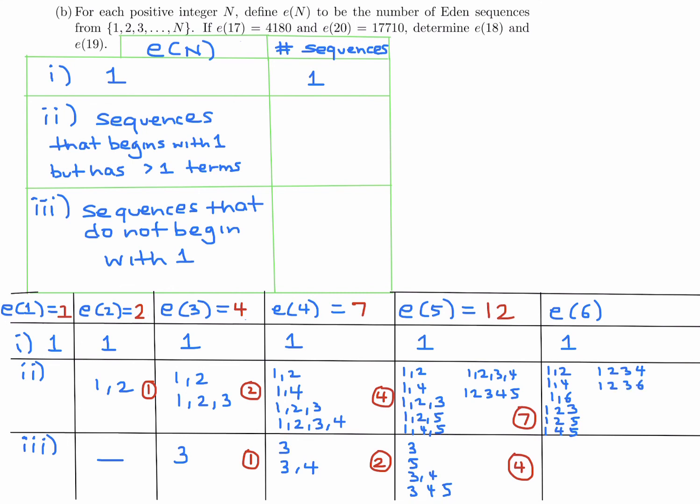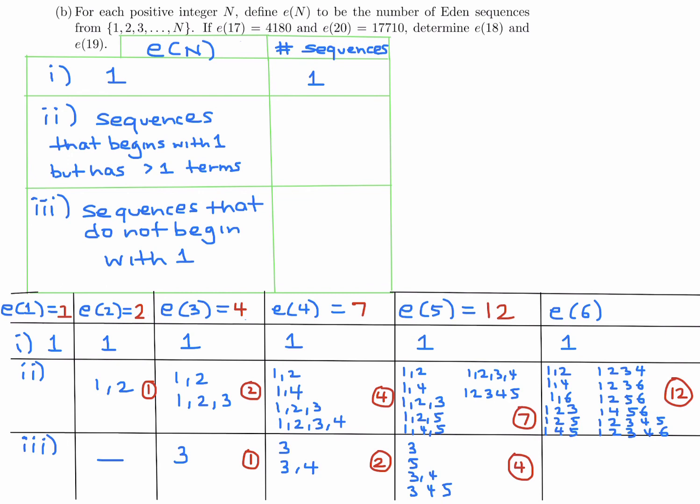1, 2, 5, 6. 1, 4, 5, 6. And we have 2 more. 1, 2, 3, 4, 5. And 1, 2, 3, 4, 5, 6. So how many is that? That looks like 12. Okay, so there's 12 there.